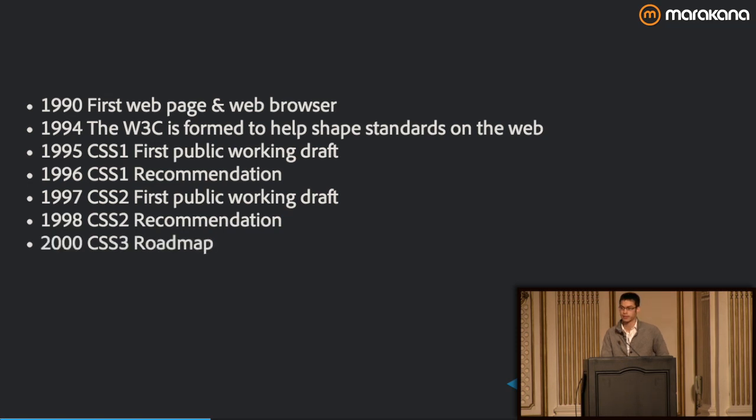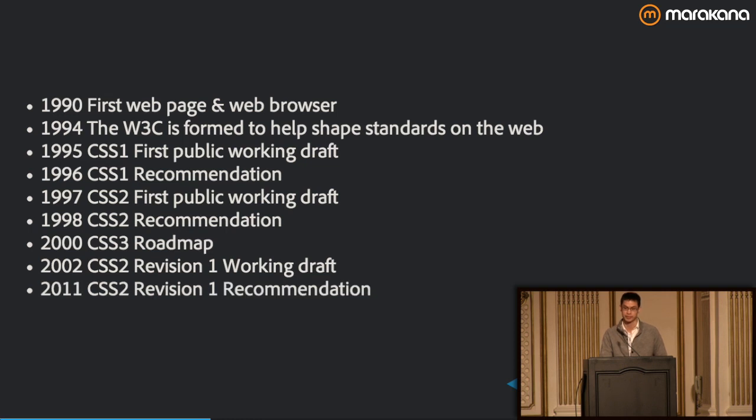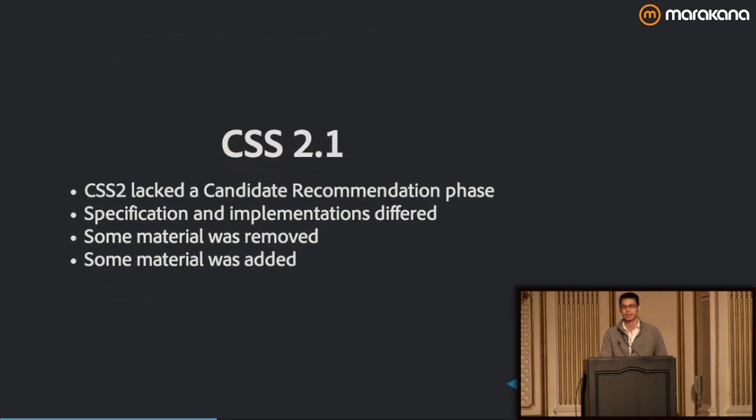In 2000, the W3C starts thinking about CSS3. But then in 2002, they go back and revisit some of the errata in CSS2 and start working on revision 1. And then that takes 10 years to become a recommendation. And so one of the questions may be, why does CSS2 revision 1 take 10 years of work, whereas CSS1 and CSS2 had really only taken 1 year to get a recommendation?